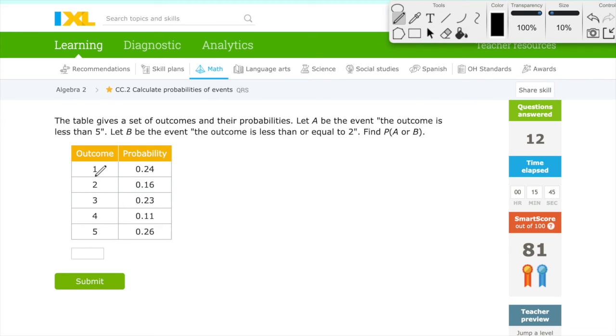So let's think about 1. Is it less than 5 or less than or equal to 2? It's actually both. 2 actually falls into both categories. It's less than 5 and equal to 2. 3 is still fine because it's less than 5. It doesn't work for this one, but it says or, so it only has to do one or the other. 4 is less than 5. 5 doesn't work for either because this says less than 5, not equal to. And this is less than or equal to 2, so it definitely doesn't work there. So then all these would get added together.